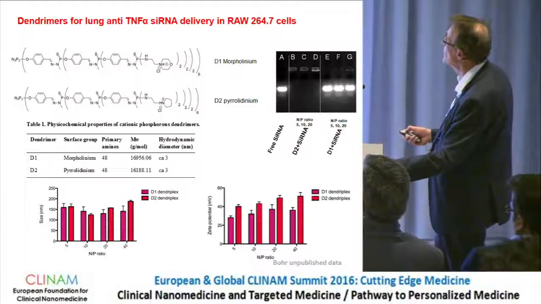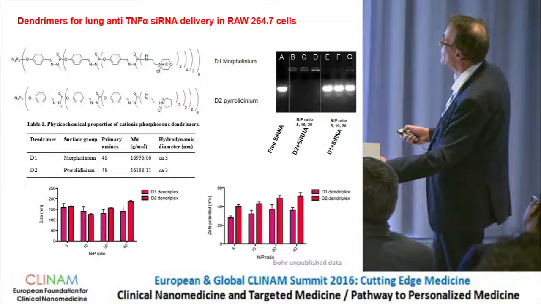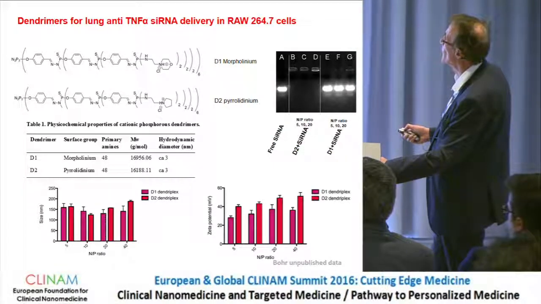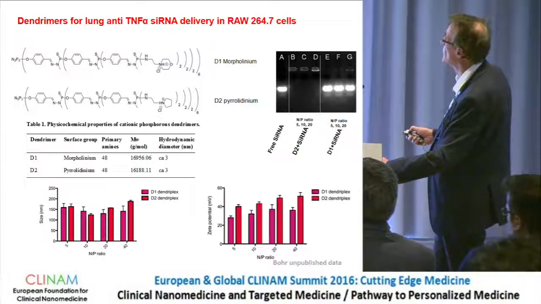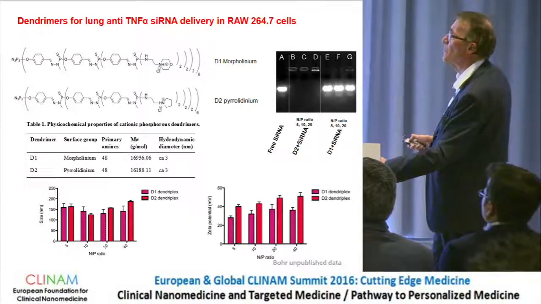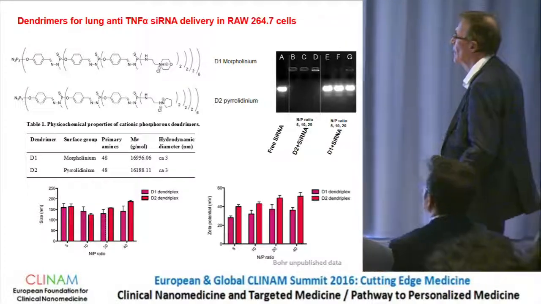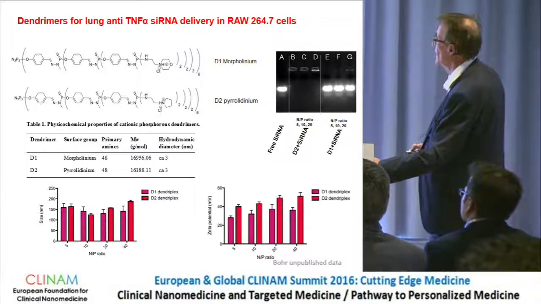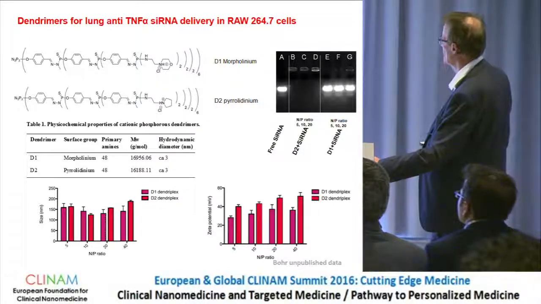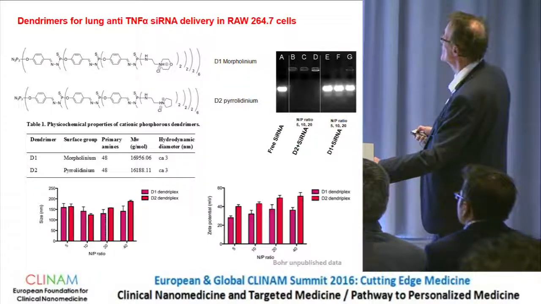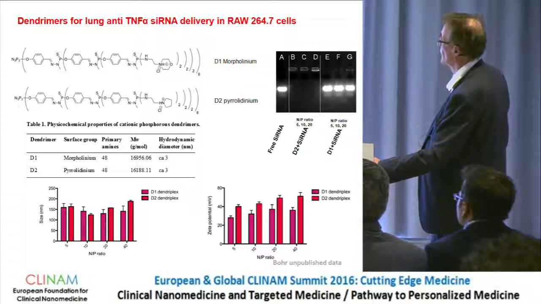Here, just 2 examples. Very important: we have, in each case, a generation 3 dendrimer, but in one case we have morpholinium groups on the surface, and here pyrrolidinium groups. Both compounds are perfectly soluble in water. So here is the size of the dendriplex. Here is the zeta potential. And just a remark: you can see that the dendrimer having pyrrolidinium groups has a higher zeta potential.